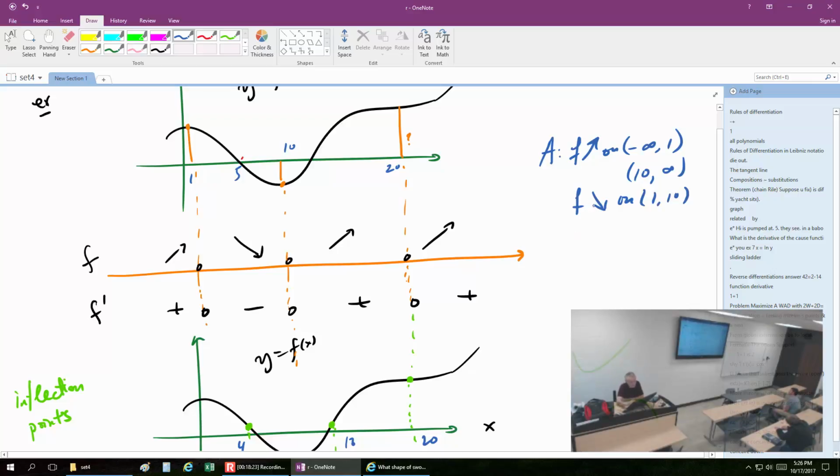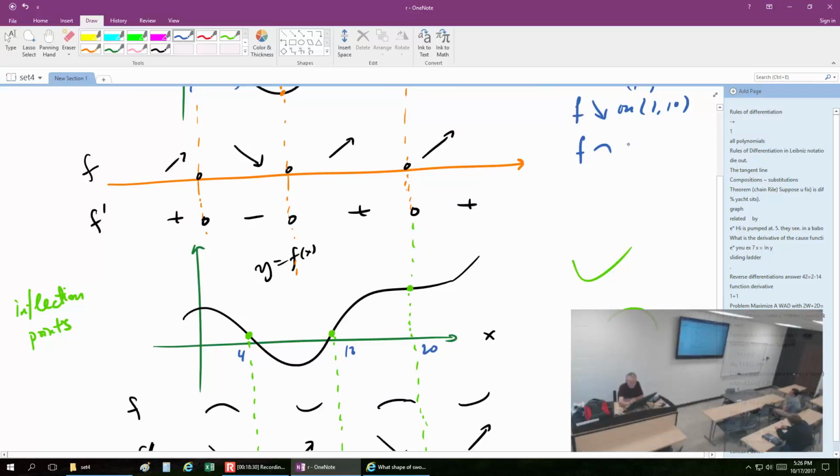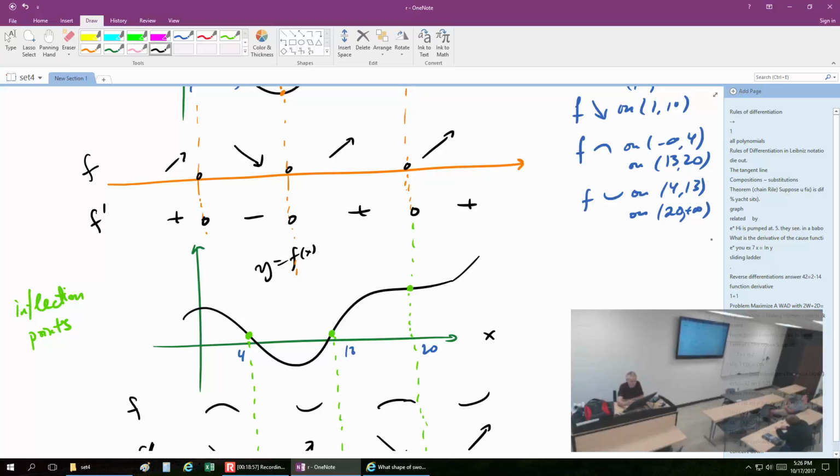The second stage, I'm talking about the concavity. So f is concave down on negative infinity 4, and then 13, 20, and f is concave up on what's left, 4 to 13 and 20 to plus infinity.